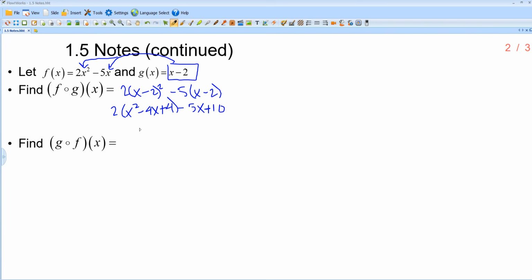And then we'll distribute this 2 to this. So 2x squared minus 8x plus 8. If you did that in one step, that's perfectly fine. Do make sure that you show some work. So when I combine my like terms, then I get 2x squared minus 13x plus 18.